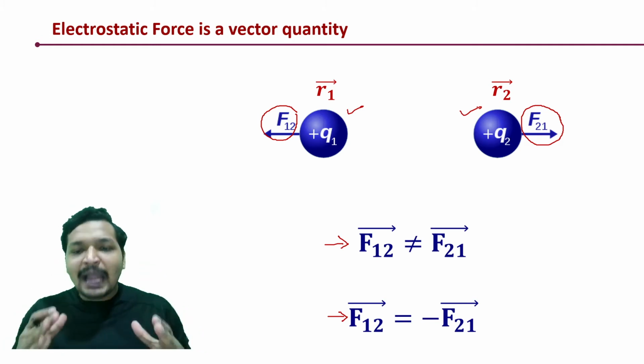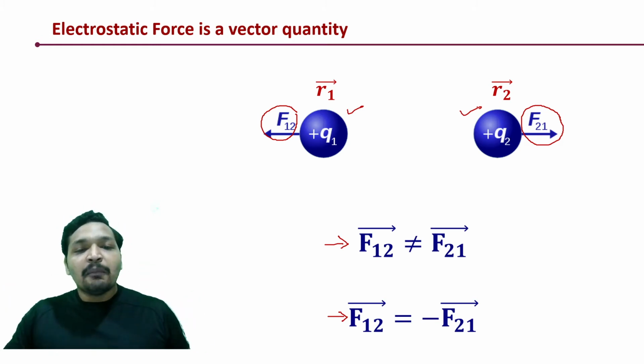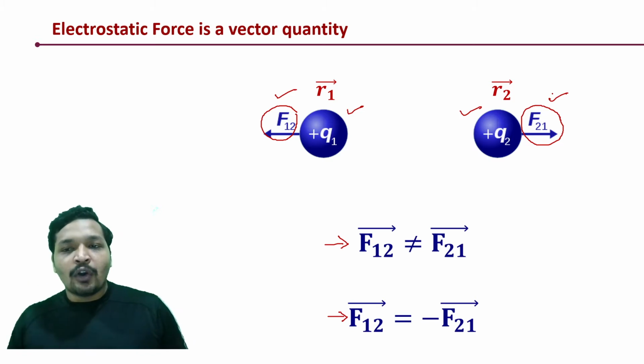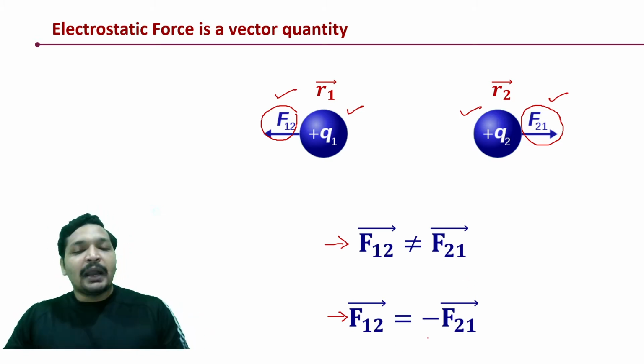The force magnitude is equal, but the direction is not the same. Hence we can't say both these vector quantities, F12 and F21, are the same, but rather they are in the opposite direction. Hence you would directly indicate it with a minus sign.